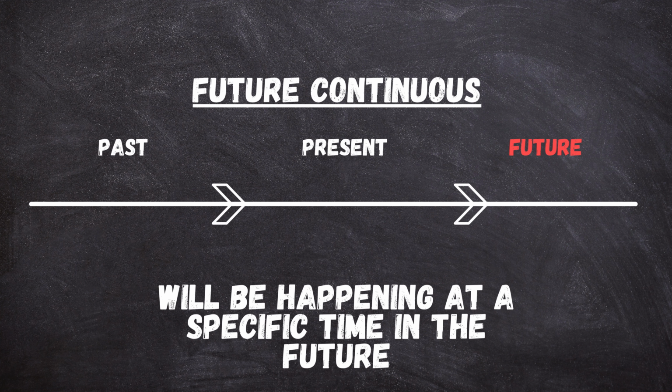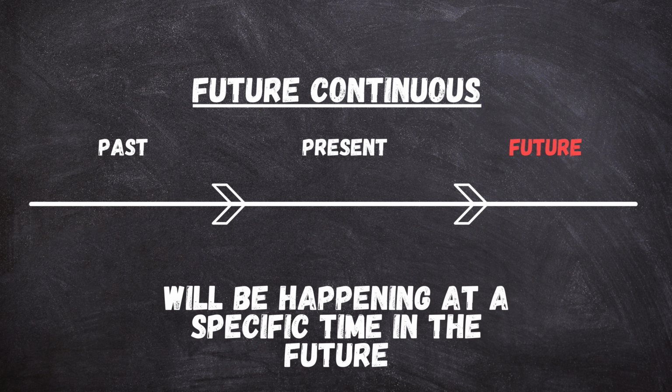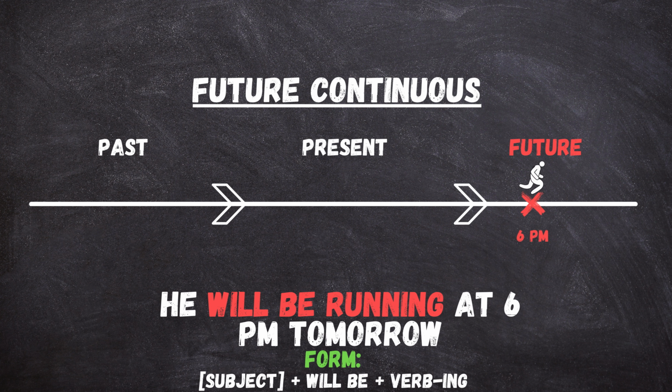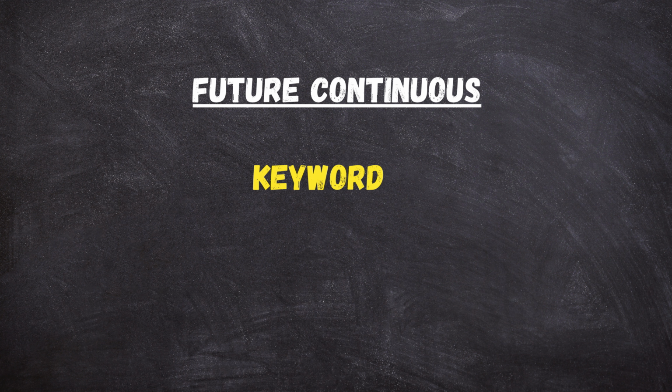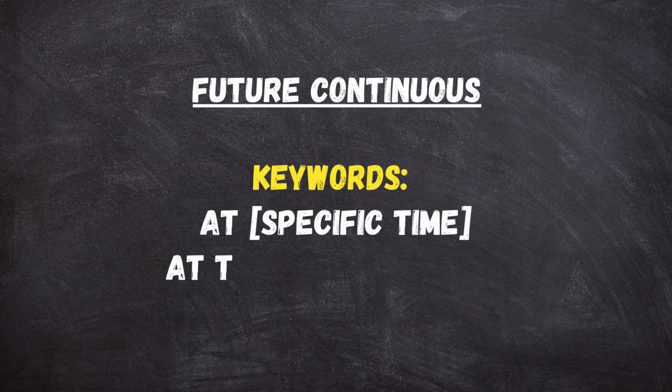The future continuous tense describes actions that will be happening at a specific time in the future. For example, he will be running at 6 p.m. tomorrow. This shows an action in progress at a certain time in the future. Keywords include at, specific time, and at this time tomorrow.